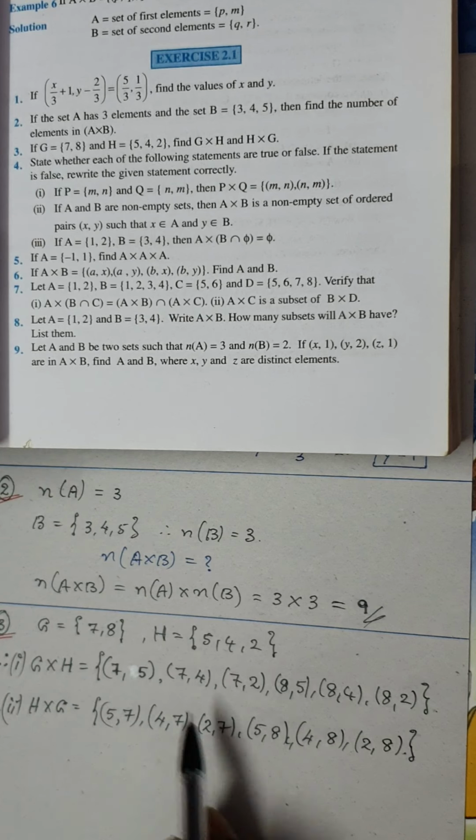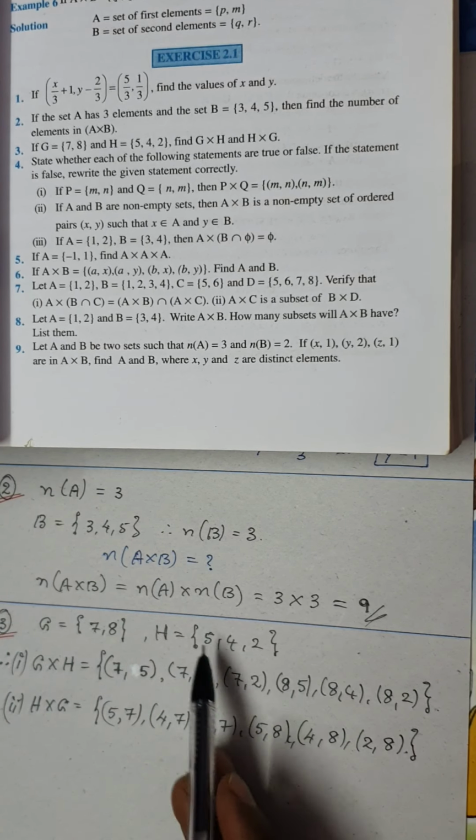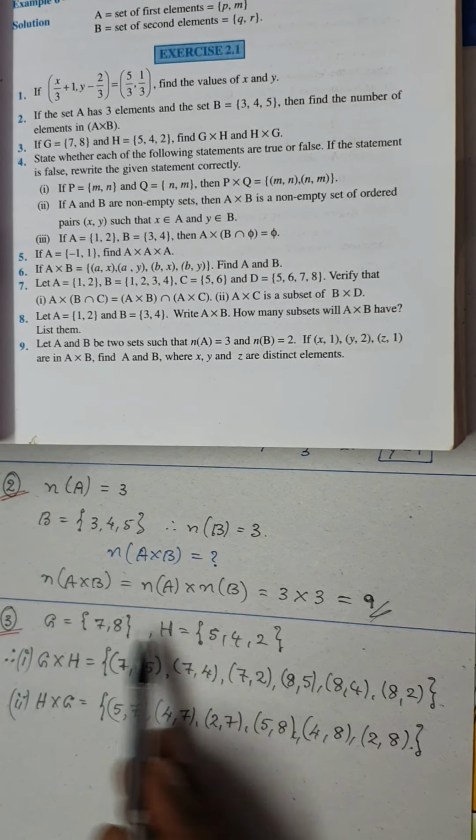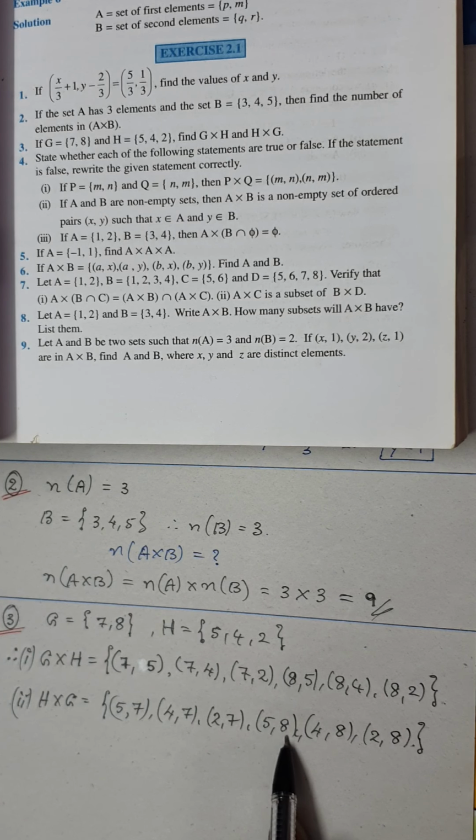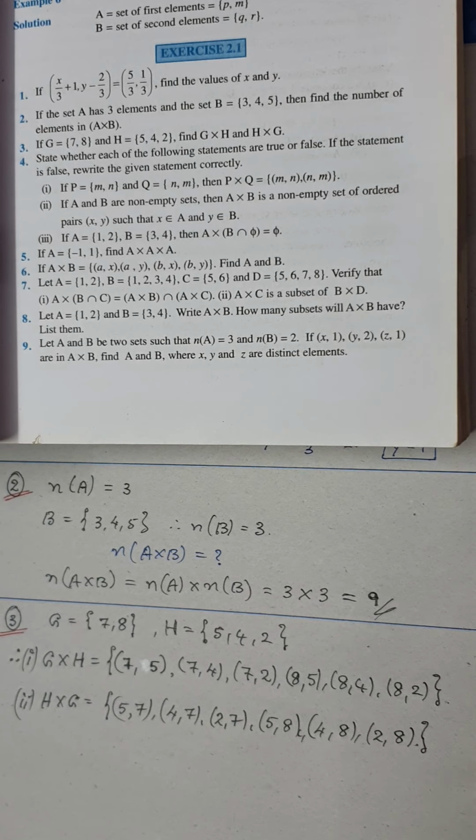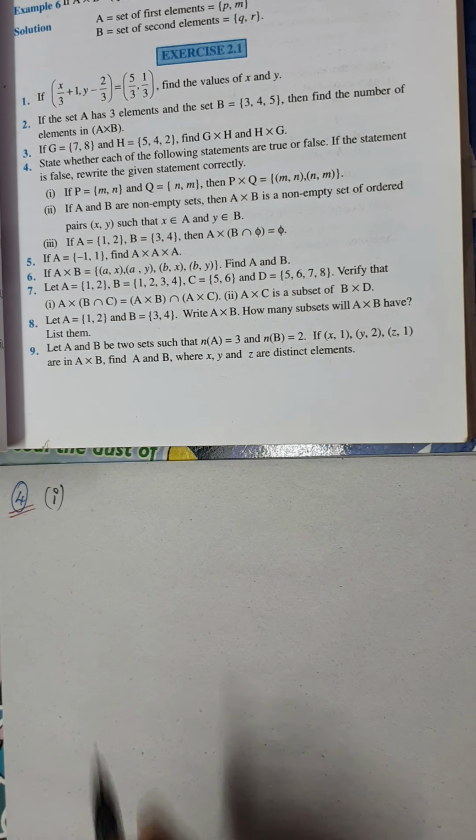In case you start doing H cross G directly, you have to take it this way: 5 7, 5 8. The only thing is the order would be different, but it does not matter. The answer is still correct. Okay, so see question number 4 now.